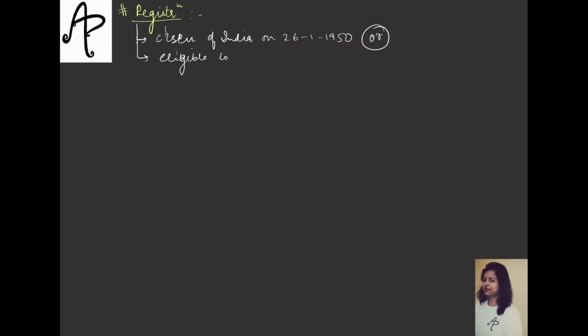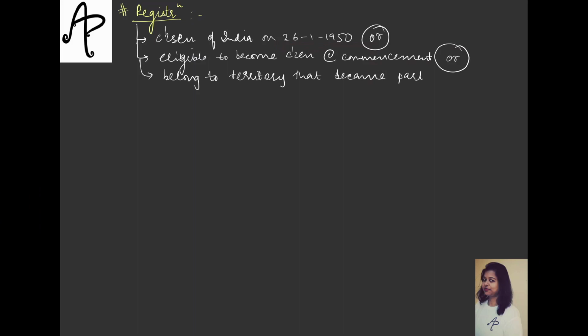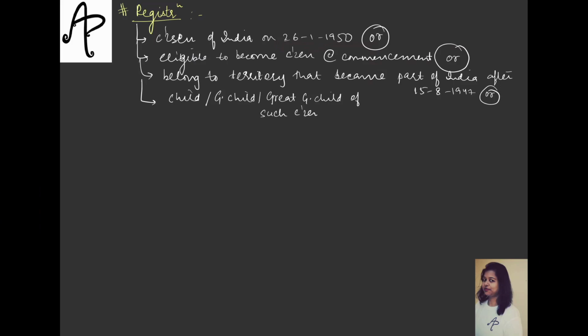who would be eligible to become citizen at commencement, or belong to a territory that became part of India after 15th August 1947, or child, grandchild or great grandchild of such citizen. So these are your conditions under 1(a), and then under 1(b), if there is any minor child of anyone above, then also they can become an OCI card holder through registration.